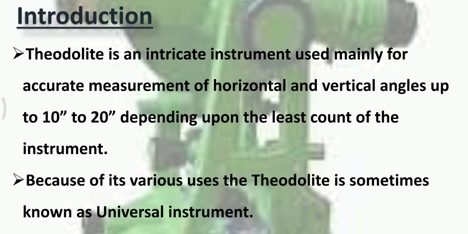So the theodolite has many uses in our field condition. Hence, this theodolite is also sometimes called a universal instrument. Various uses are measurement of horizontal angle, measurement of vertical angle, measurement of bearing of the survey line, prolonging a straight line, and setting up of curves. So these are the many uses of the theodolite. Due to these various uses, the theodolite is called a universal instrument.